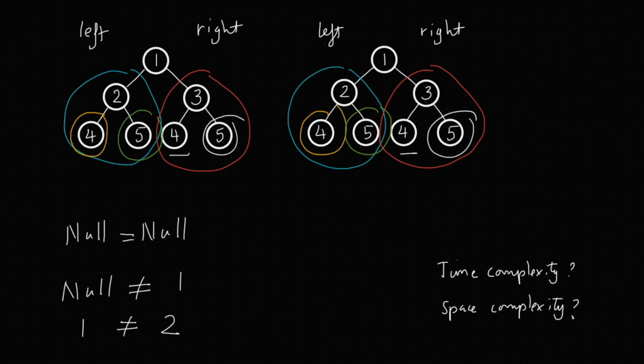How about time complexity? In the worst case scenario, we have to visit each node exactly once, so time complexity would be O(n). Same with space complexity. In the worst case, if we have to visit all the nodes and each node is visited exactly once, time complexity would be O(n).